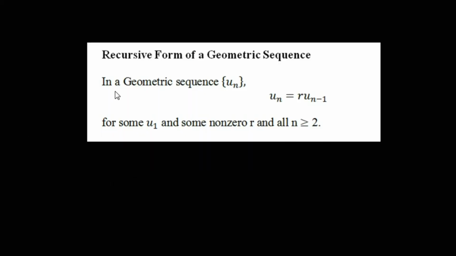The recursive form of a geometric sequence u sub n is given by u sub n is equal to the common ratio times u sub n minus 1, and this is for some u sub 1 and some non-zero r, and all n greater than or equal to 2.